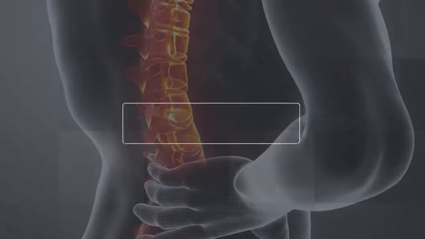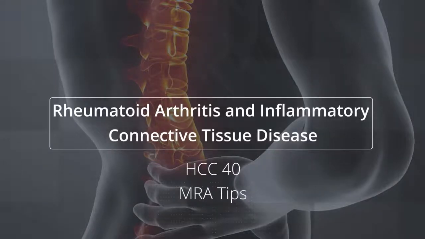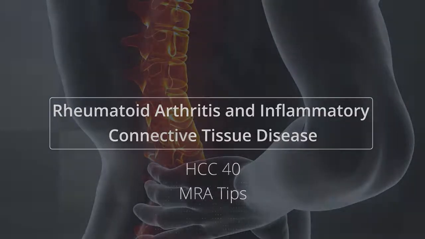We welcome you to our module Rheumatoid Arthritis and Inflammatory Connective Tissue Disease, HCC 40 from MRA Tips. This module has been developed specifically for MRA reviewers as a refresher on diagnosis criteria, documentation, and coding of rheumatoid arthritis and inflammatory connective tissue disease.